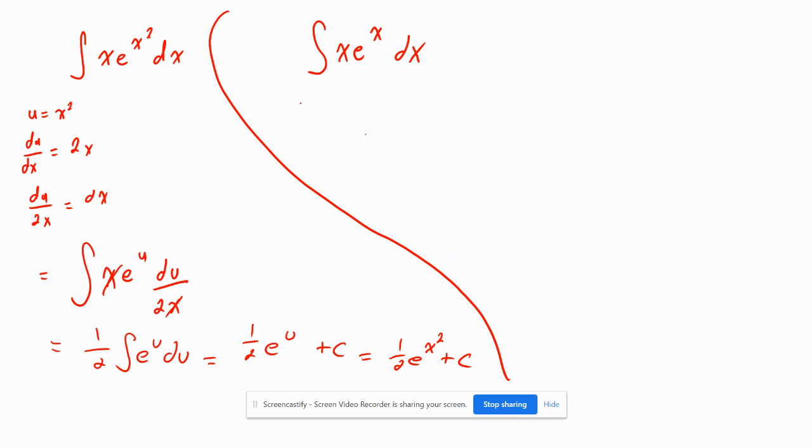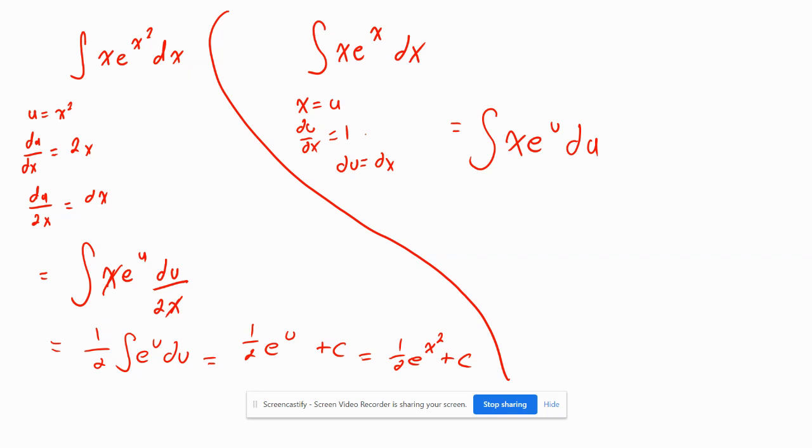And well, it's just not going to work because if I let u equal x, that means du dx equals 1. That means du equals dx. Well, I was unable to cancel out this x over here, and that was a step that had to happen for integration by substitution to work.